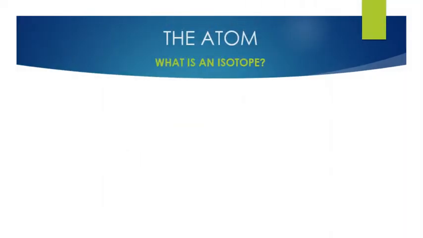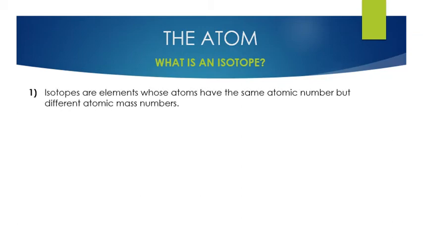Now, in this lesson, we're also looking at isotopes. What is an isotope? Well, an isotope or isotopes are simply elements that have got the same atomic number but different atomic mass numbers. Now, sometimes this definition is difficult to understand, right? For some people, but it's self-explanatory.